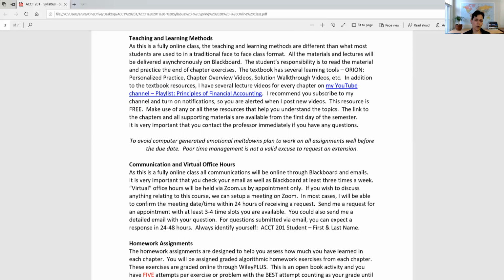Your textbook, I'm going to go over it, has lots of resources to help you through it. The downside is there's a lot of information. How do you handle all of it? If you do it on a weekly basis, chapter by chapter, it's completely doable. And in fact, it's a lot of fun.